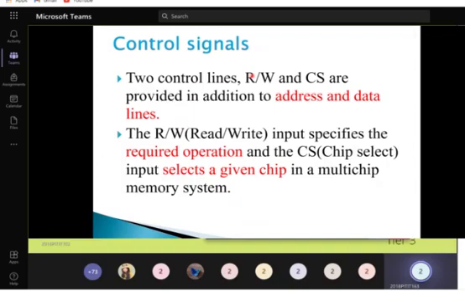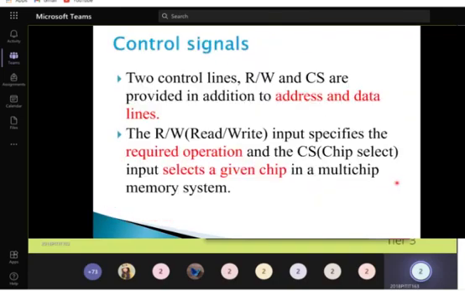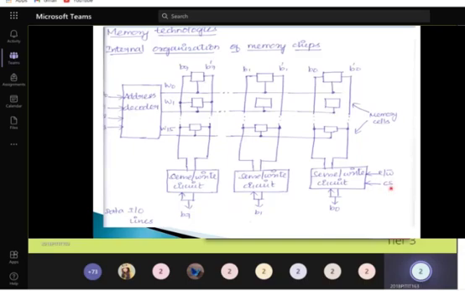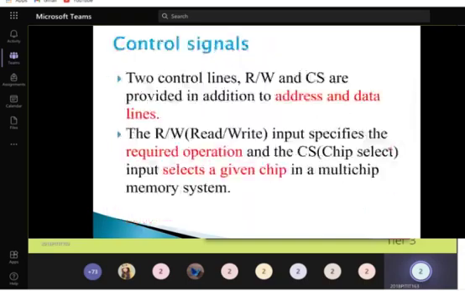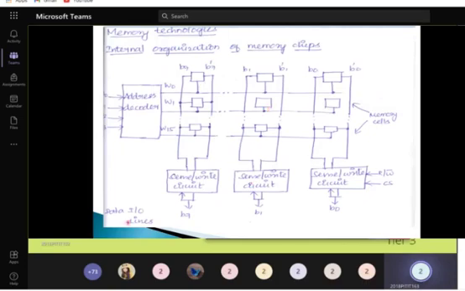And then we have the control signals here. One is read and write, and then the control signal that is chip select. So this read and write and chip select are provided in addition to our address and data lines.